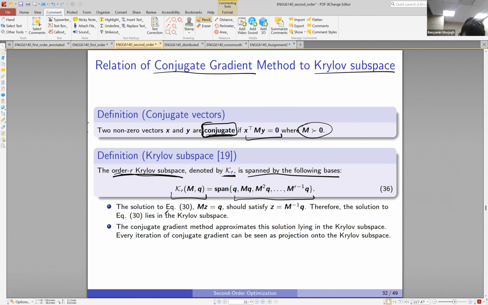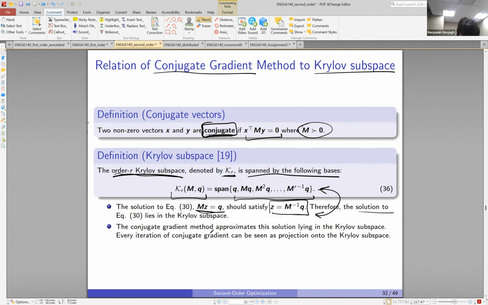The solution to equation 30, Mz equals q, should satisfy this. Do you remember that? Why? Because if you left multiply this equation by M inverse, you will get this. And compare this with these bases, you will see that there is a relation between the Krylov subspace and the conjugate gradient. The solution to equation 30, which is using Newton's method, lies in the Krylov subspace.